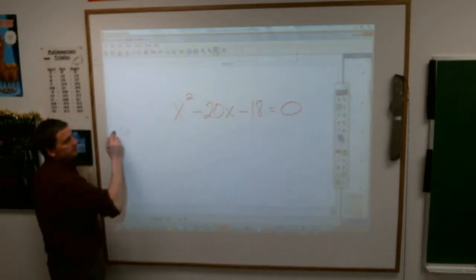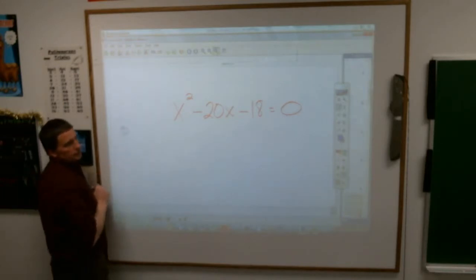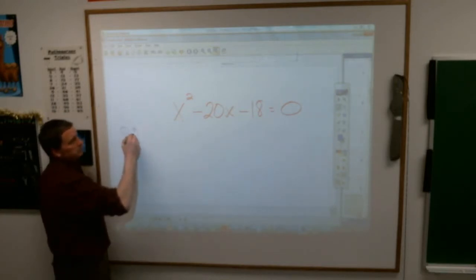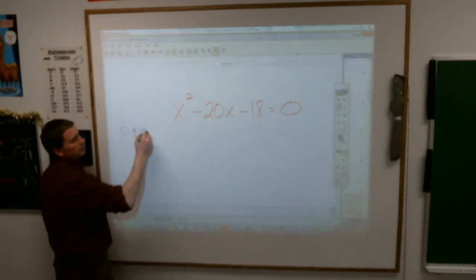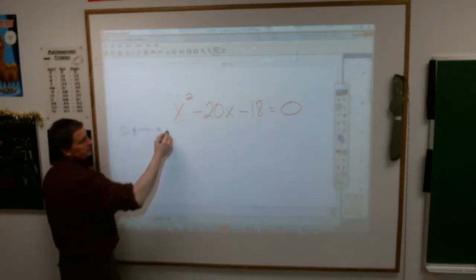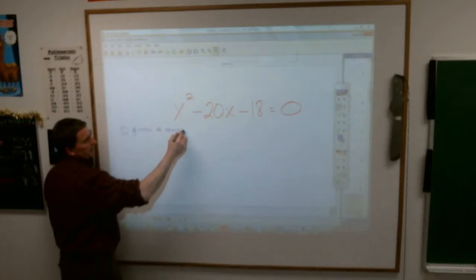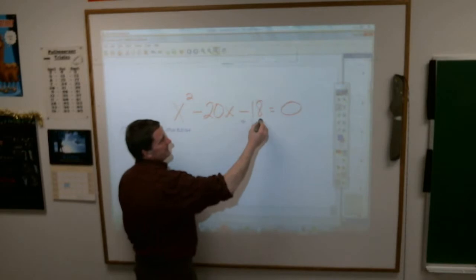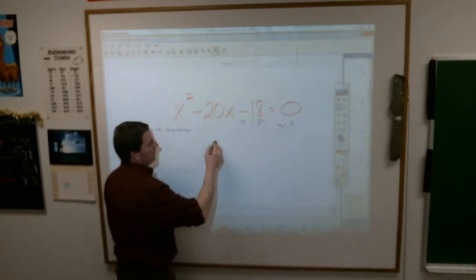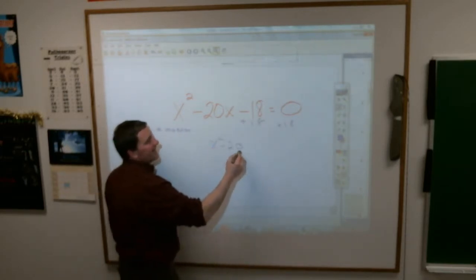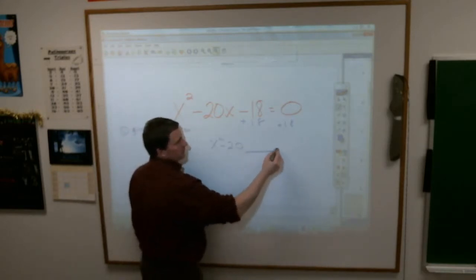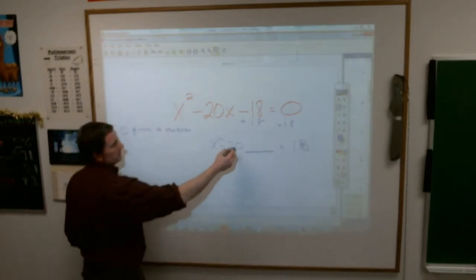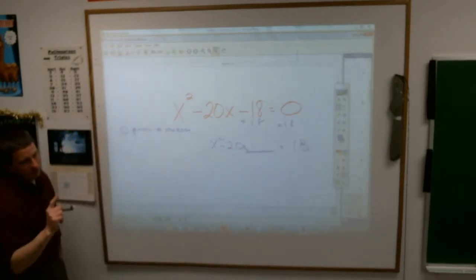Step number 1. Get rid of that -18. Move the number to the other side. You don't want to have to deal with it, because you want to be able to look at stuff. So I'm just going to add 18 to both sides. So now I'm left with x squared minus 20. I'm missing this term here because I moved it over, but I'm going to fix that in just a second. I want to be able to manipulate my equation so that I get a perfect square trinomial.